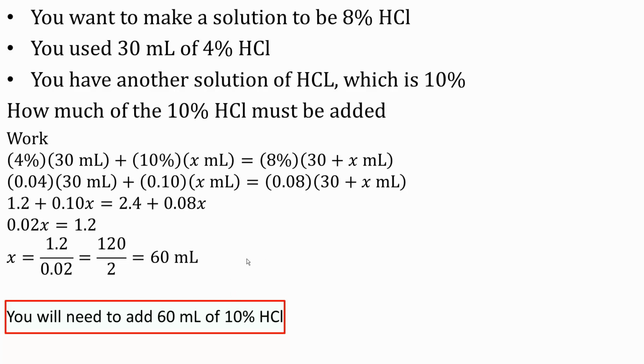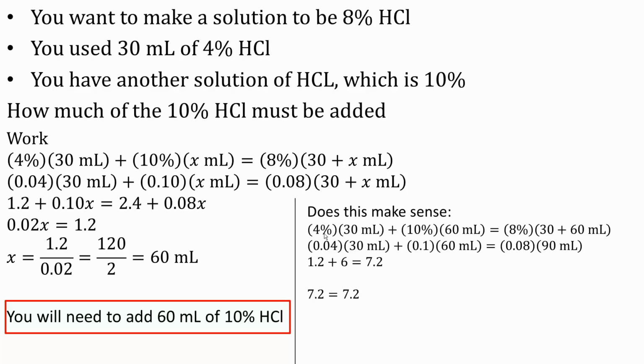Now, does this make sense? Let's check. So we started off with 4% HCl, so 4% times 30 mils. Plus, now we're saying that we need to add 60 mils of 10%. So plus 10% times 60 is equal to. So now what is our total solution? We have 30 mils and we have 60 mils. So our total volume is 90 mils is equal to 0.08.